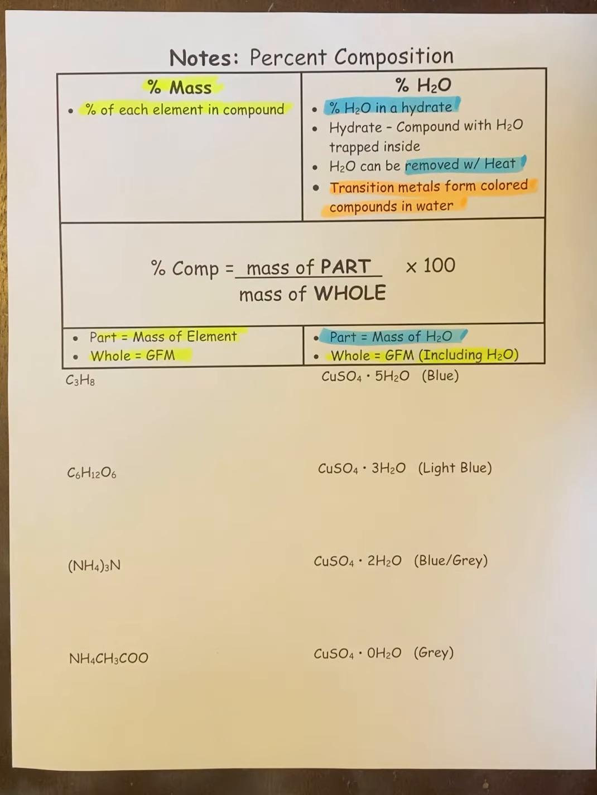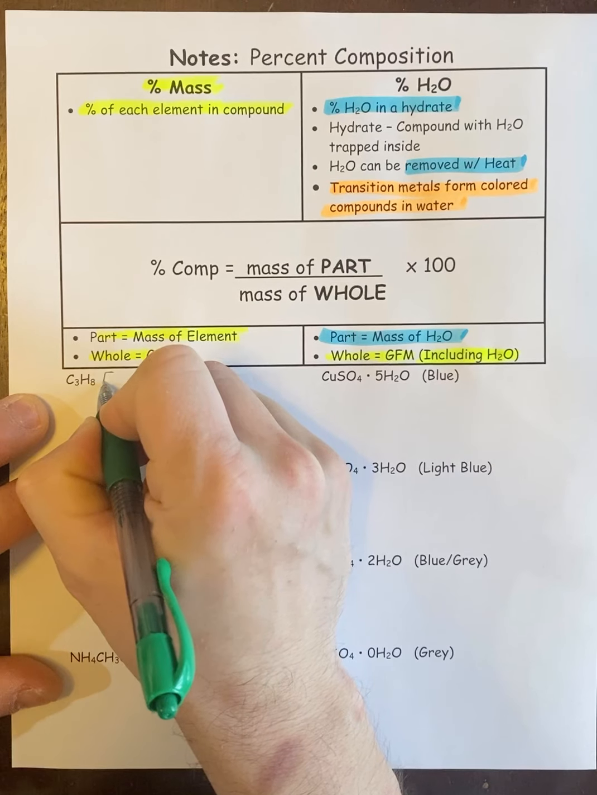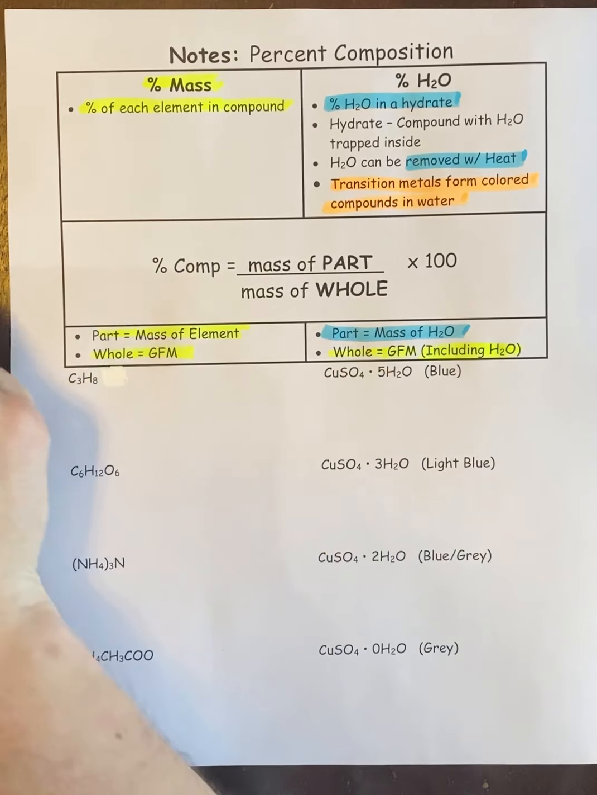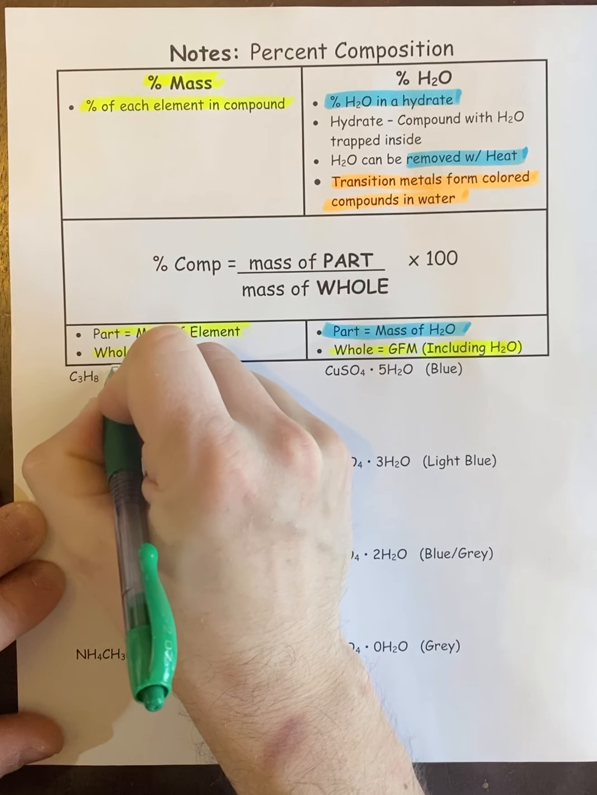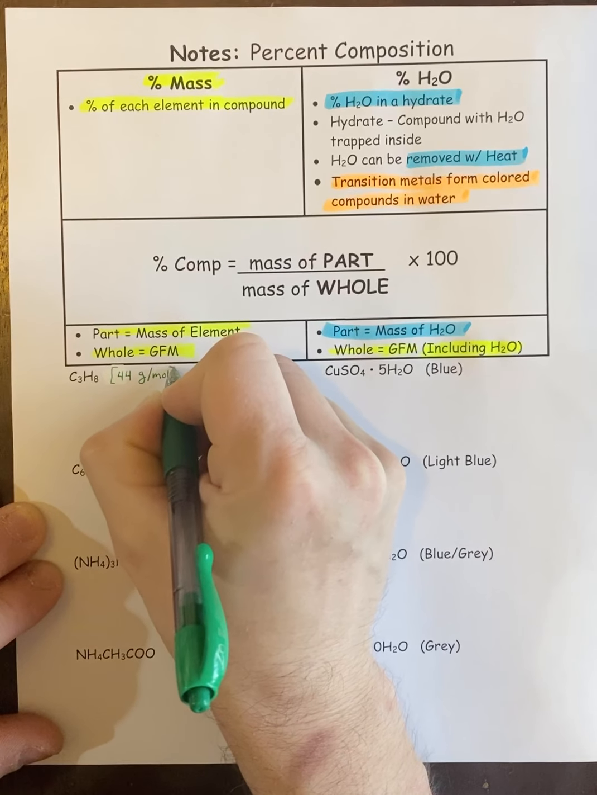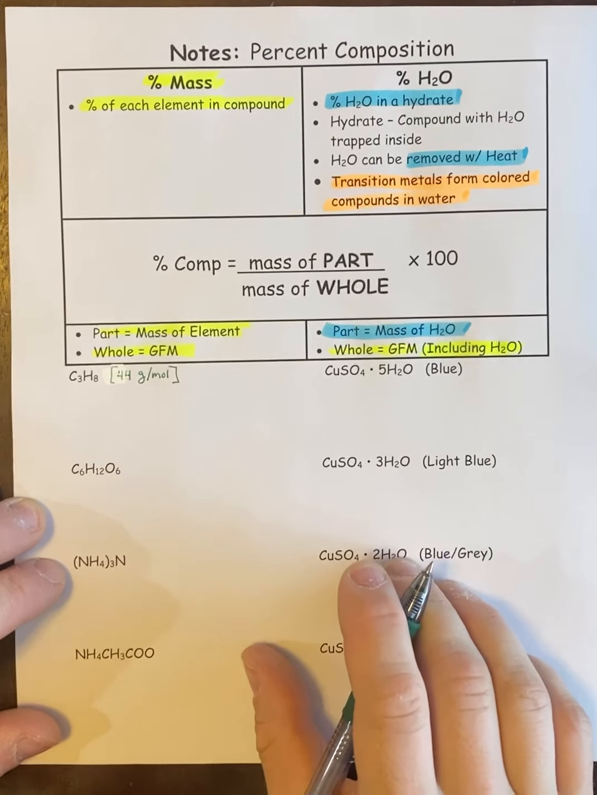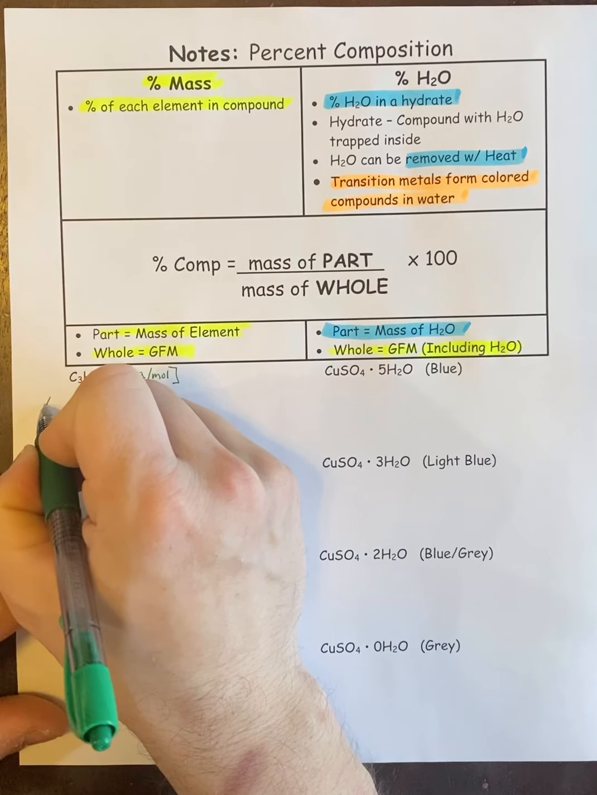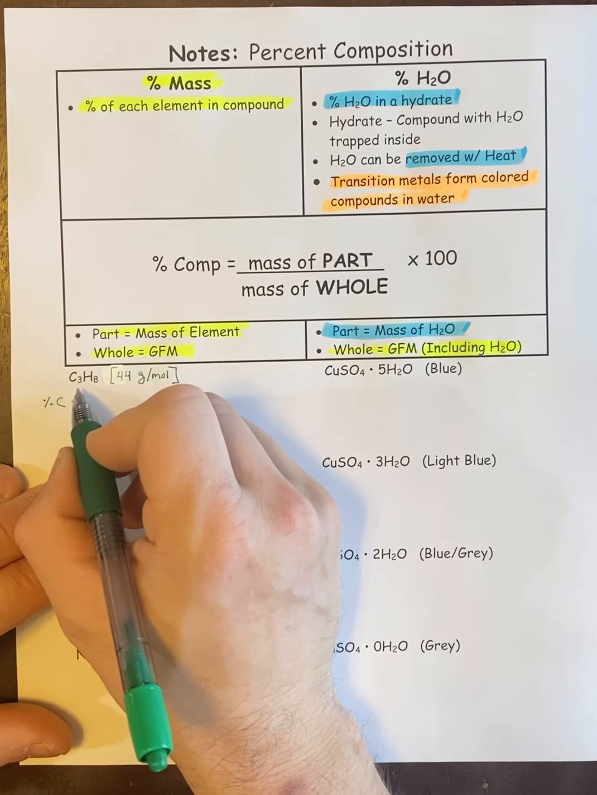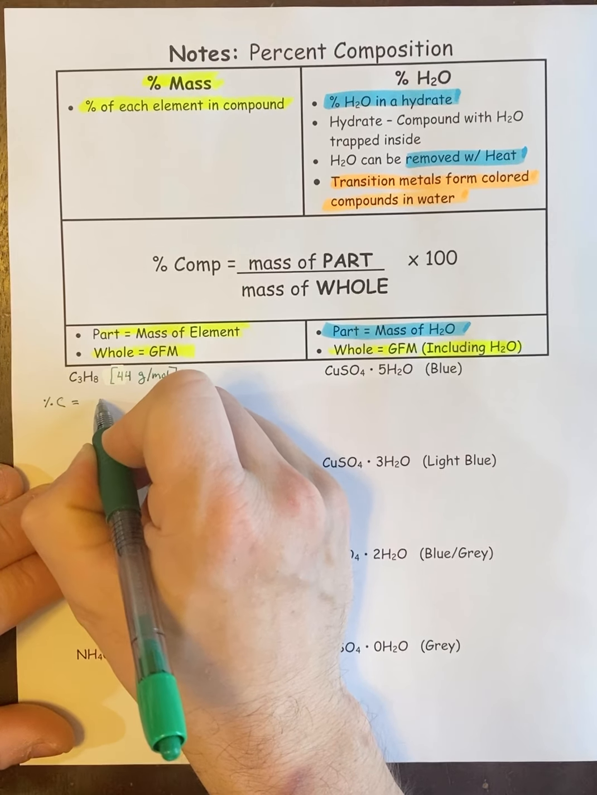We are going to be doing percent comp of C3H8, better known as propane. It's pretty simple. So to save time, the GFM for this is 44 grams per mole. The way I do this is I write it out like this. My percent carbon is going to be the mass of the carbon in the equation. There's 3 of them. Carbon weighs 12, so 12 times 3 is 36.